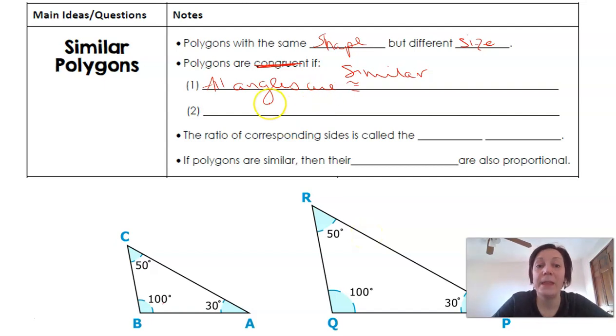Beautiful. The other thing is that the sides are proportional. In other words, I can make these ratios of sides, and all the ratios are going to be the same. We say that that ratio is called the scale factor.